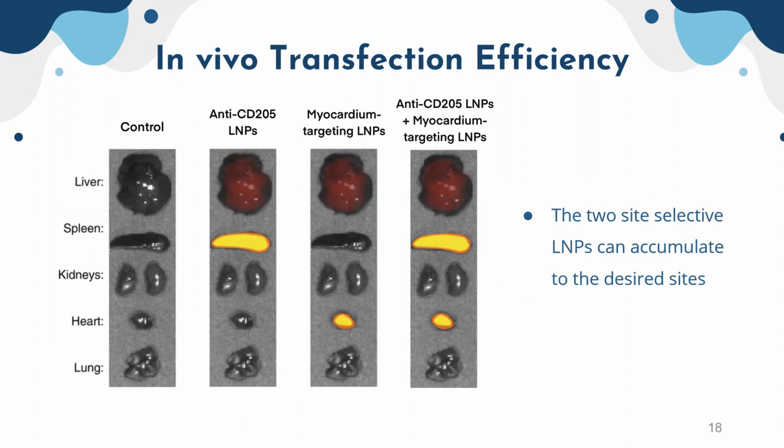For in vivo transfection efficiency, the firefly luciferase mRNA will express a luciferase protein which emits bioluminescence in the presence of the substrate, luciferin. The highest radiance of luciferin happens at the spleen when anti-CD205 lipid nanoparticles are used, because the spleen contains dendritic cells carrying lipid nanoparticles after CD205-mediated endocytosis. Also, the highest radiance of luciferin happens at the heart when myocardium-targeting lipid nanoparticles are injected. These findings confirm that two-site selective lipid nanoparticles are able to accumulate at the desired sites.